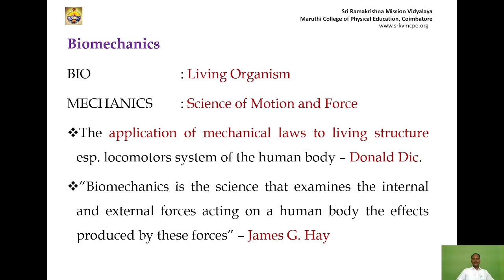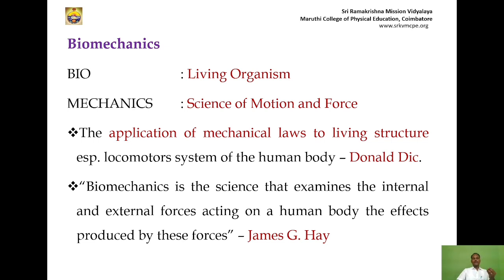This is his definition. And another definition: biomechanics is the science that examines the internal and external forces acting on a human body and the effects produced by these forces, by James G. Hay. What he is telling is that biomechanics is the study of the internal and external forces acting on a human body. Internal forces mean the potential energy, the potential forces we have in our body. External forces may be air, water resistance, whatever it may be, acting on our body.